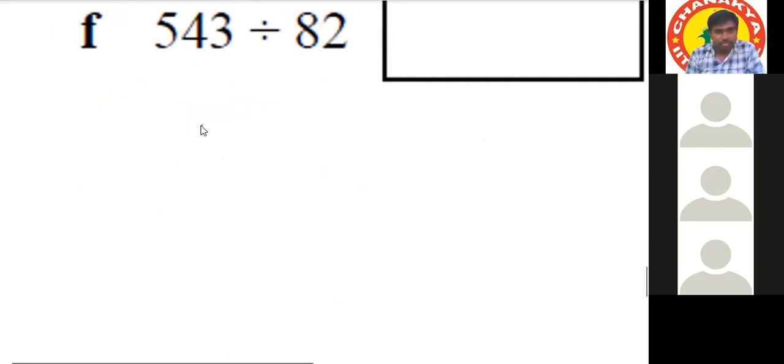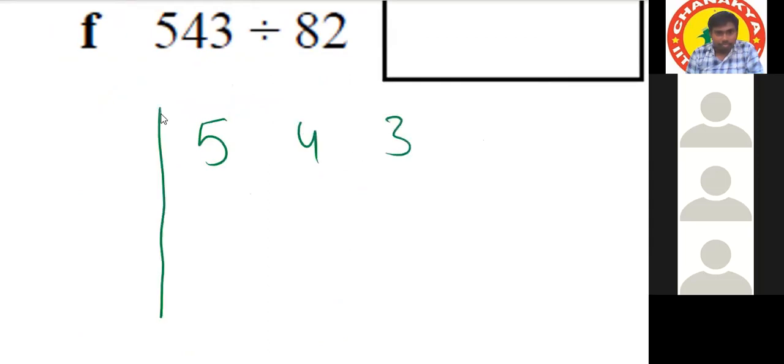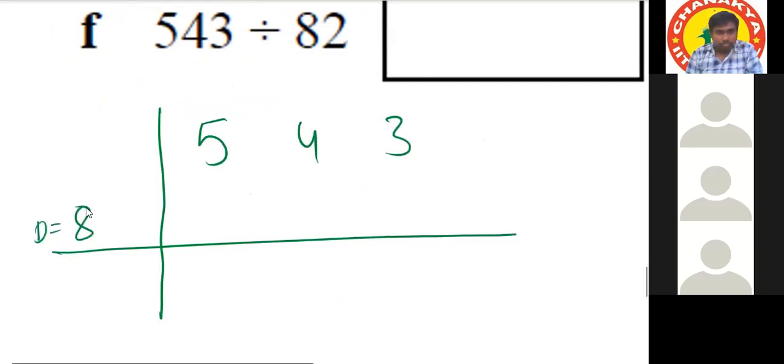543 is the dividend. 8 is the divisor. And flag is 2. Flag is 1 digit, so 3 and 54 will separate. Under 54, it will be quotient, and under 3, it will be remainder. Very good.